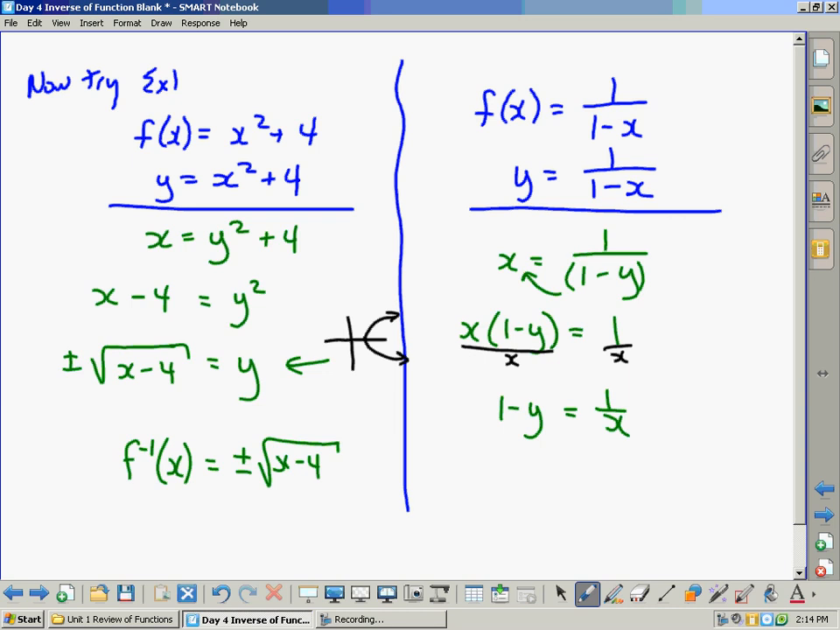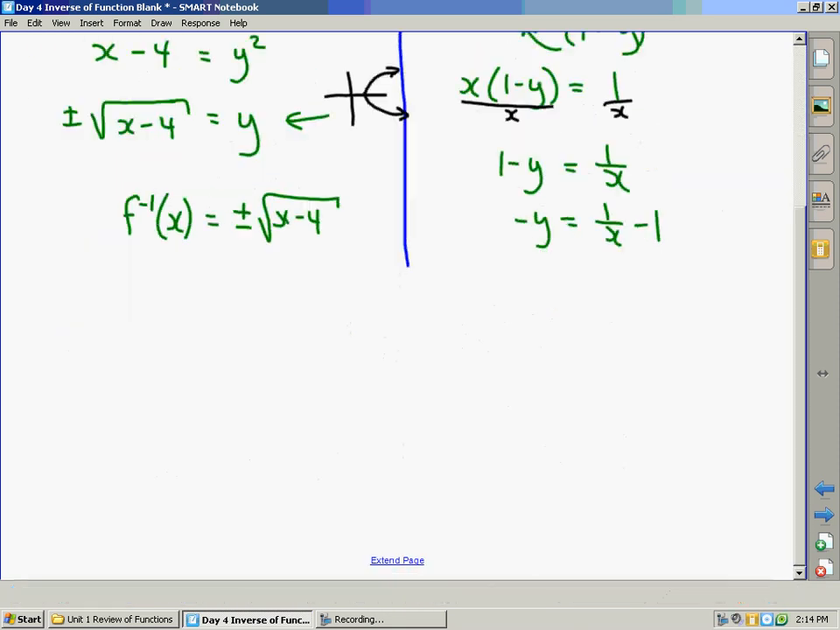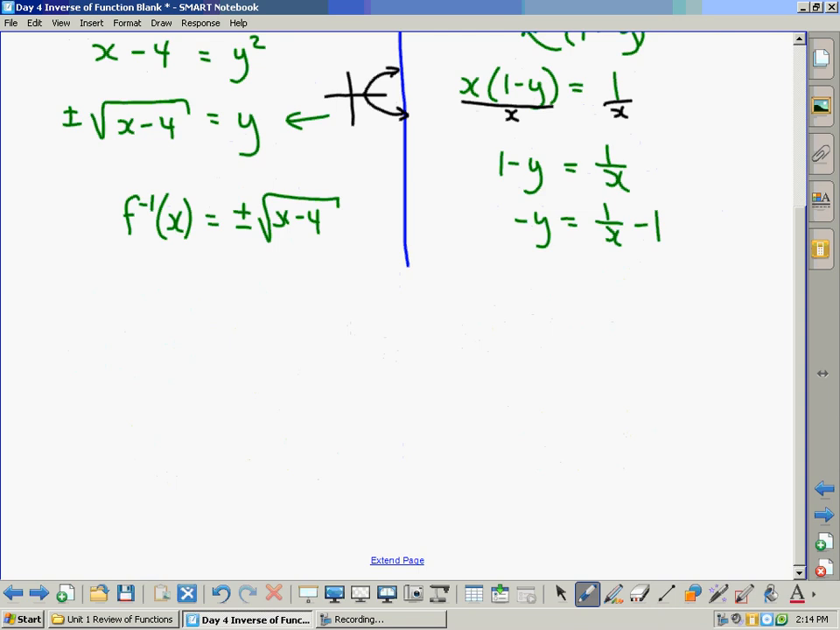Trying to again isolate for y. I'm going to leave the minus y here. I'm going to move that 1. So when it comes across, it's minus 1. And then I'm going to divide everything by negative 1. So y equals negative 1 over x plus 1. And I'll finish with f inverse at x equals negative 1 over x plus 1. And that is the inverse.